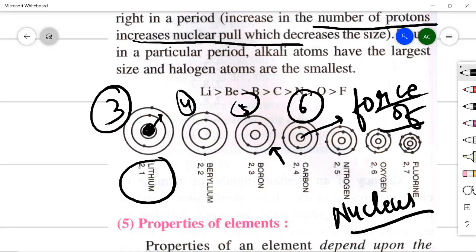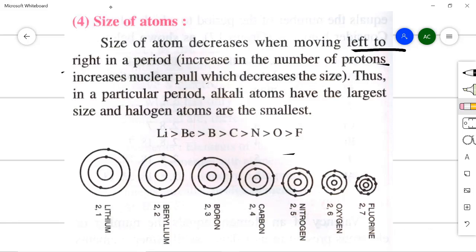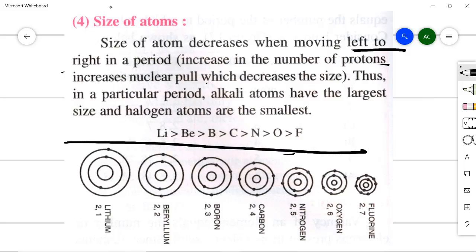So what is the exact statement you will be writing in the answer? Because of increased nuclear pull or nuclear charge. And because of this nuclear charge, the size decreases because electrons are attracted with more power and the outer shell comes closer to the nucleus. So when you move from lithium to fluorine, the size of lithium will be the biggest and fluorine will be the smallest.